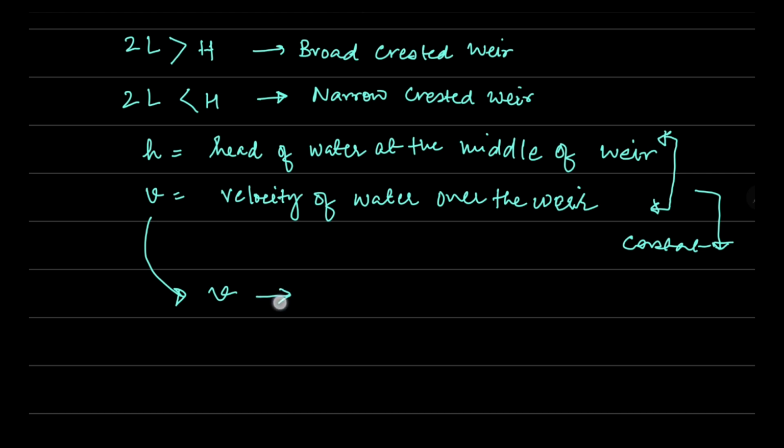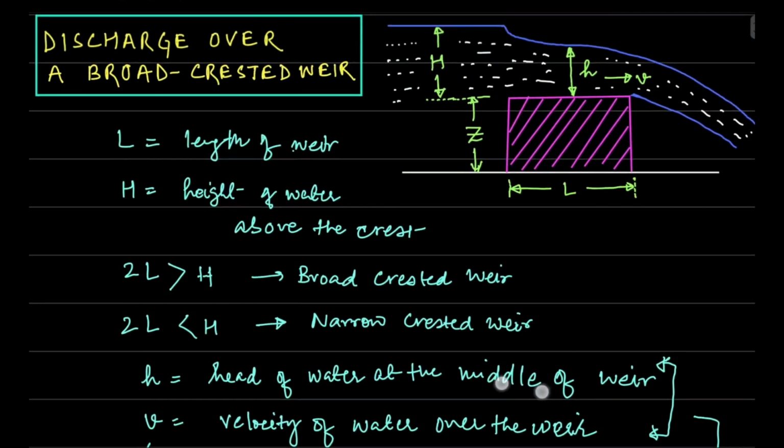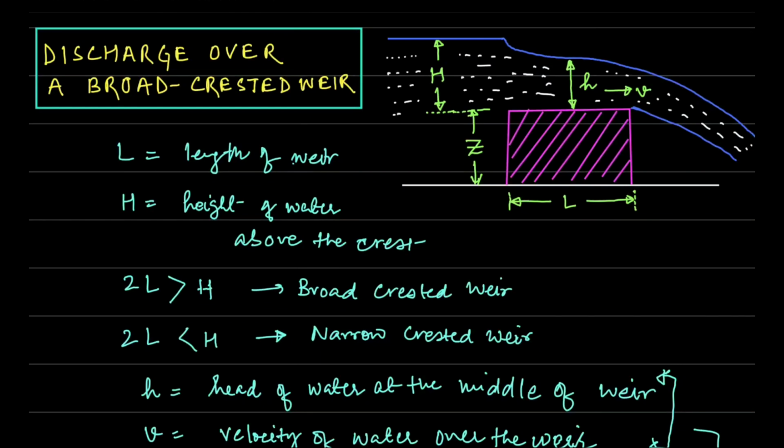In order to estimate the value of v, we will use Bernoulli's equation between the still water surface on the upstream side and the running water at the end of the weir. We have to take two points for applying Bernoulli's theorem, and then we will figure out the velocity v. The first point we consider is this one, and the second is this other point. Let's say this point is 1 and this point is 2. We will apply Bernoulli's theorem at location 1 and at location 2.